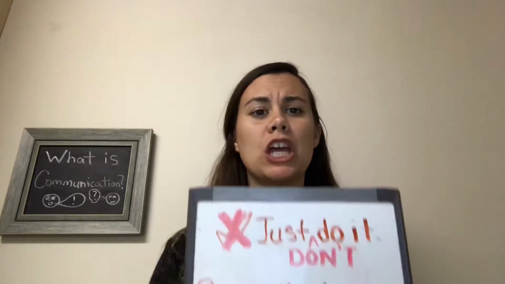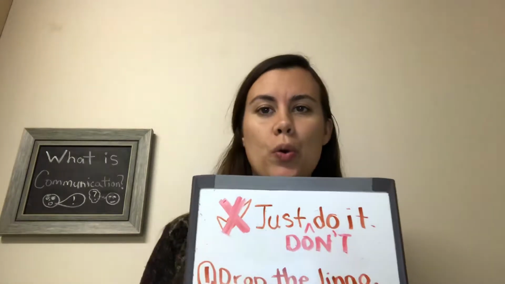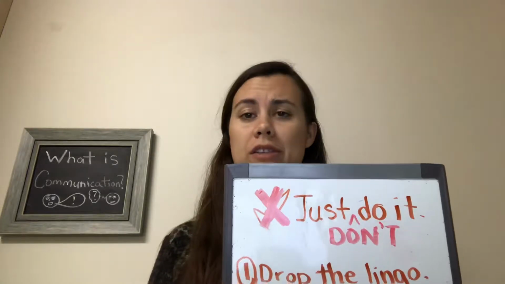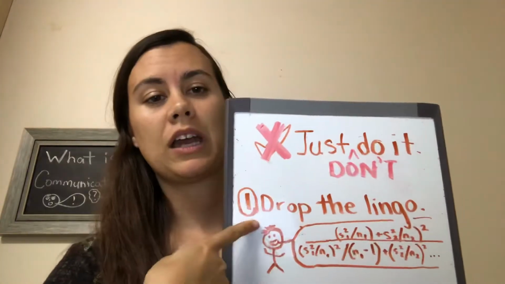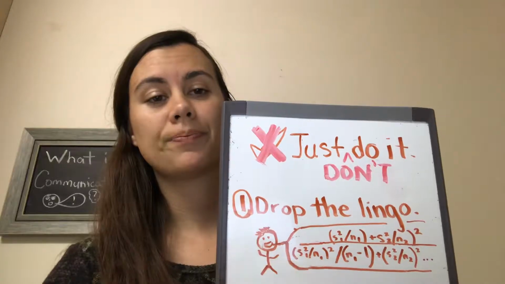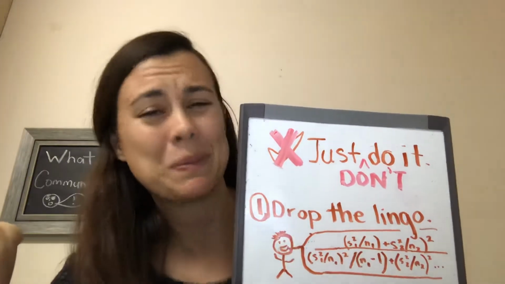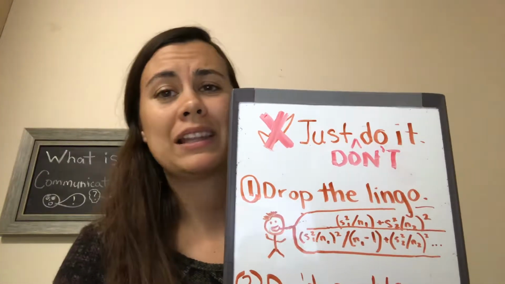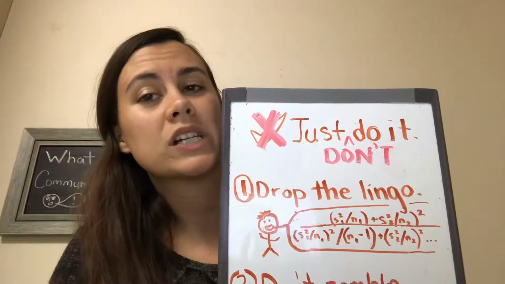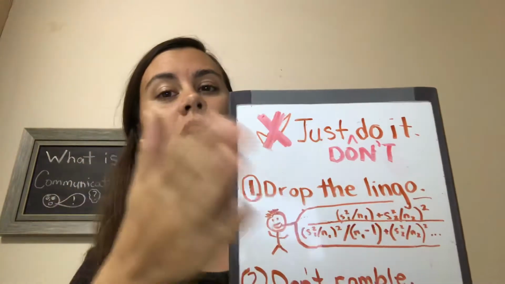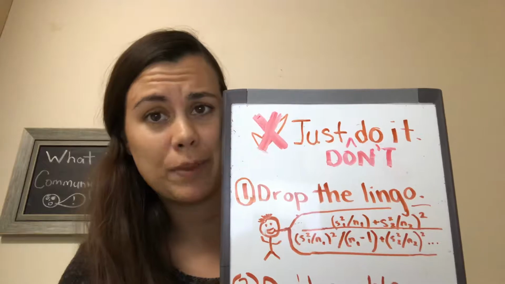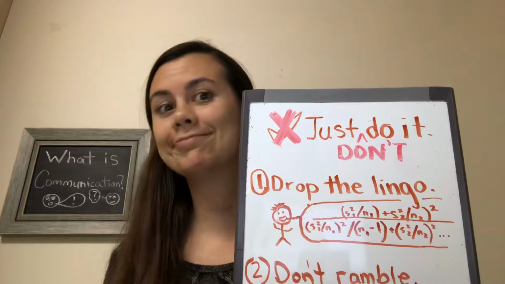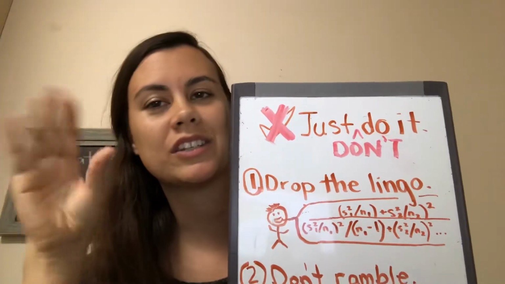So number 1, drop the lingo. What is lingo? Well, it's just words that no one else understands. Like this guy is talking about this equation. It's math. Who understands math? This is the most common mistake made by leaders. You may be a technical wizard, but the minute your audience doesn't understand what you're talking about, they tune out. Now they're just hearing intonation and nothing.